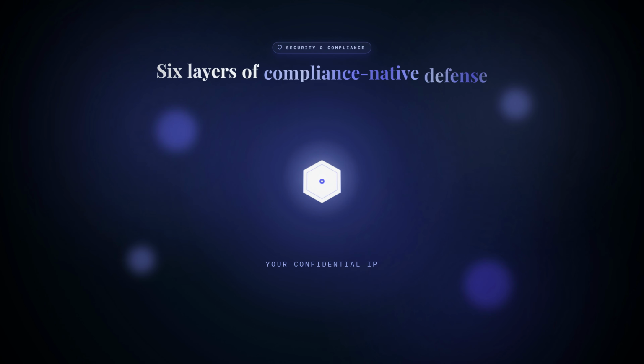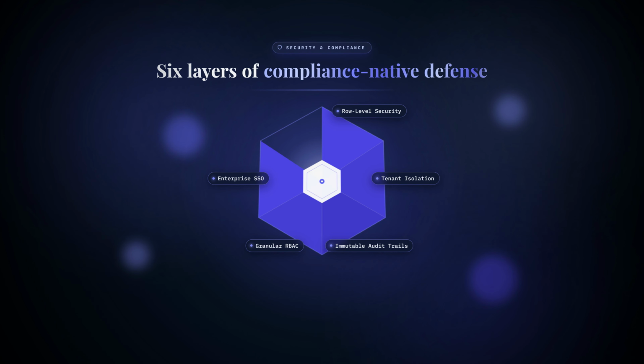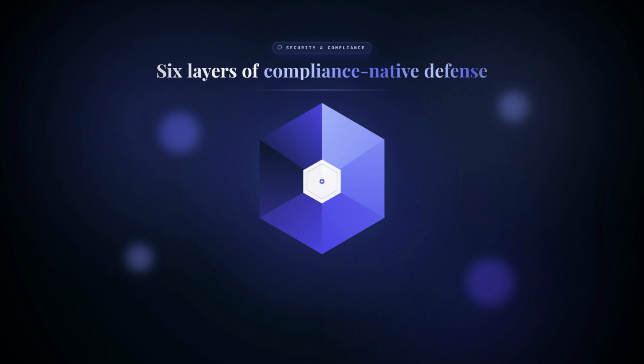Behind every patent is confidential data you cannot afford to expose. So we protect it on all 6 sides. Row-level security and tenant isolation. Immutable audit trails and granular roles. Enterprise single sign-on and zero retention AI. Together, they seal your intellectual property in a vault within a vault.